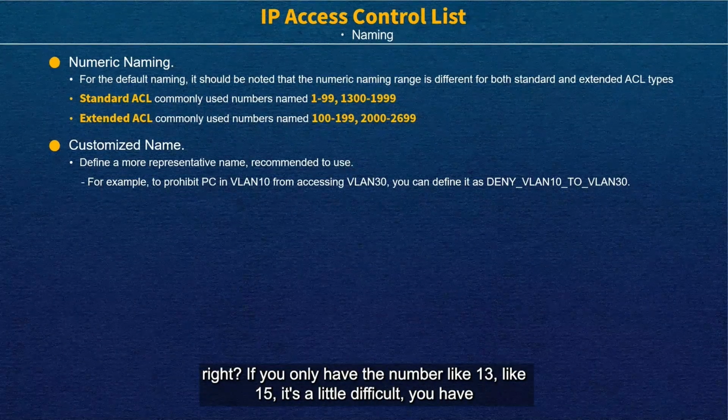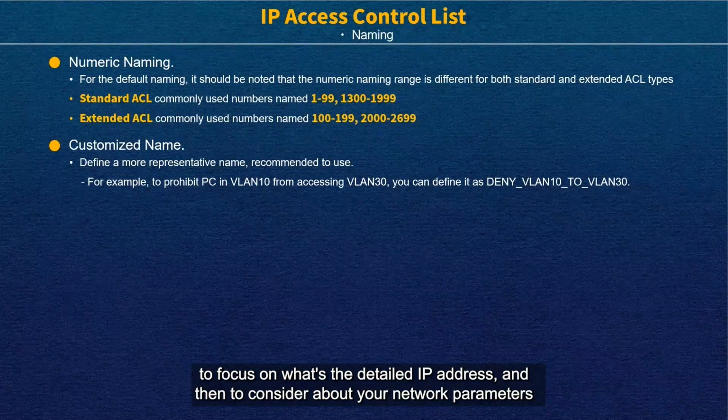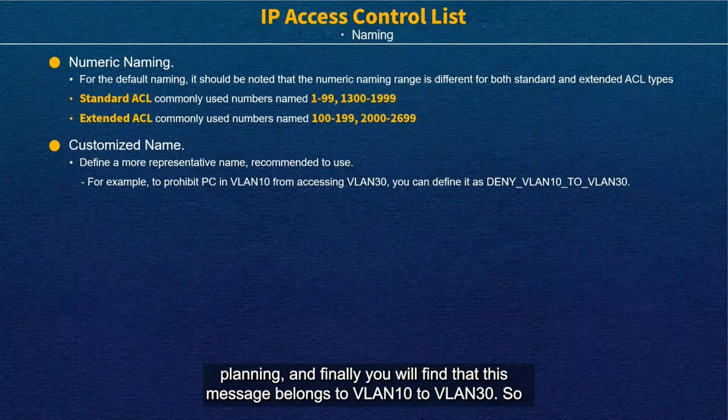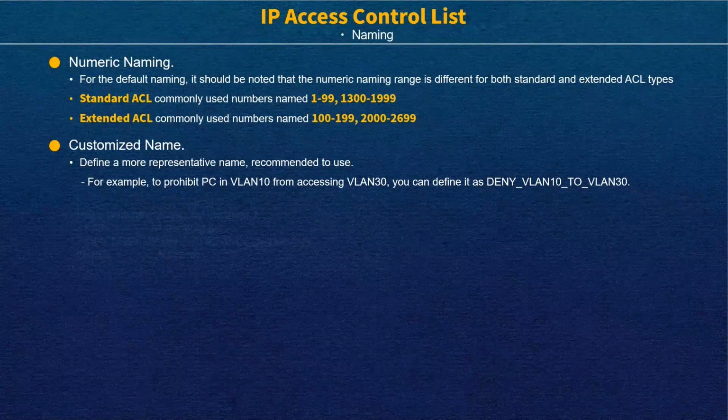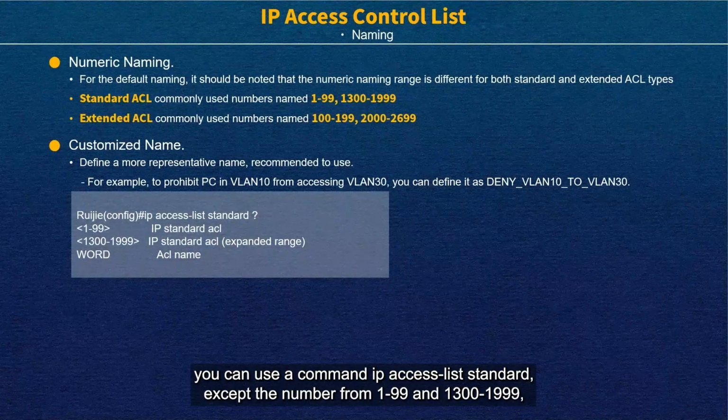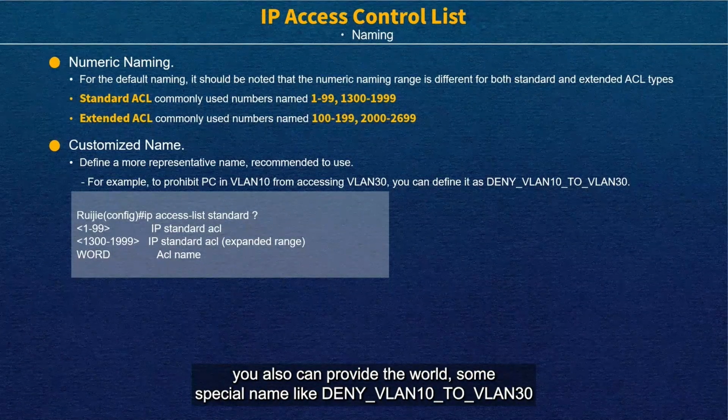If you only have a number like 13 or 15, it's a little difficult. You have to focus on the detailed IP addresses, then consider your network parameter planning, and finally you will find that this message belongs to VLAN 10 to VLAN 30. So you can use the command ip access-list standard, and except the numbers from 1 to 99 and 1300 to 1999, you also can provide a word, some special name like deny VLAN 10 to VLAN 30.